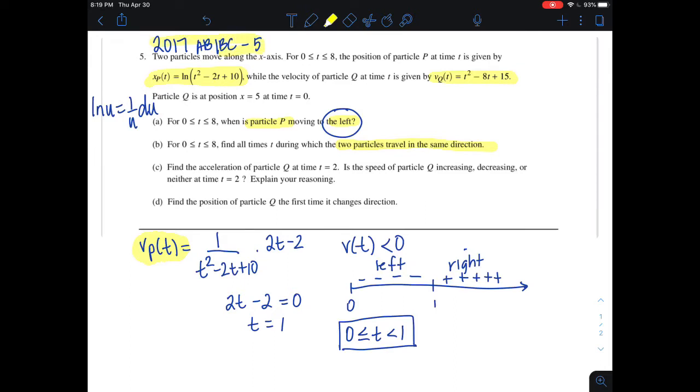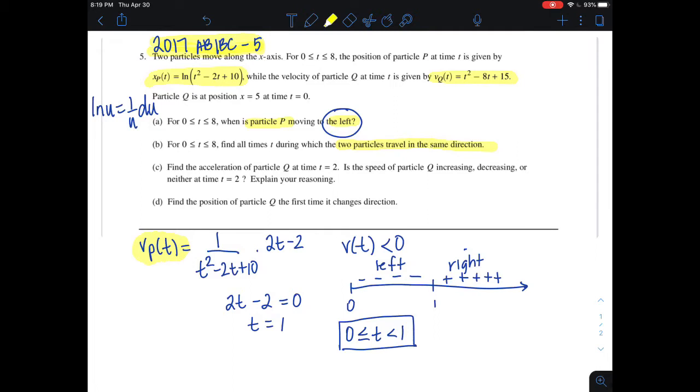I'm going to skip a little bit ahead. Like I said, I don't want to go too much into it. You could look up the full solution online by searching 2017 AB BC number 5. I just want to make sure there's time to go over the rates question, and I don't want you to be watching a half-hour video. If you look at letter C, find the acceleration of particle Q at time t equals 2.